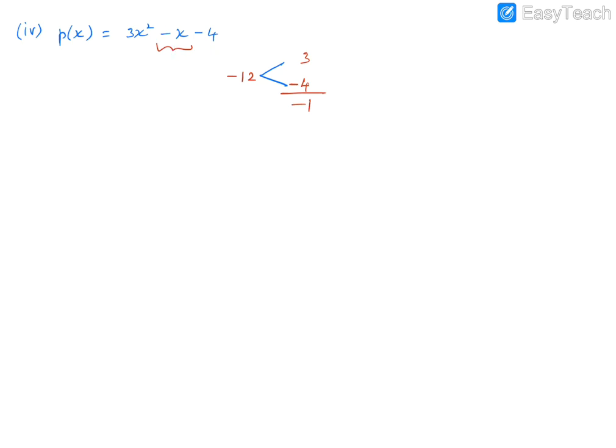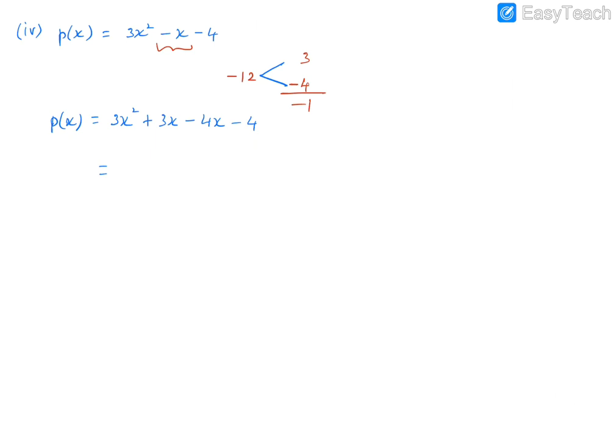So we can split the middle term -x as +3x -4x. We'll do that now and proceed with our factorization process. So we'll have p of x equals 3x² + 3x - 4x - 4. Clearly 3x - 4x is -x. We just split this middle term as per these numbers, and then we will simplify this.